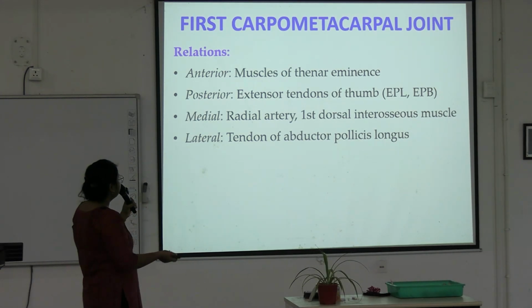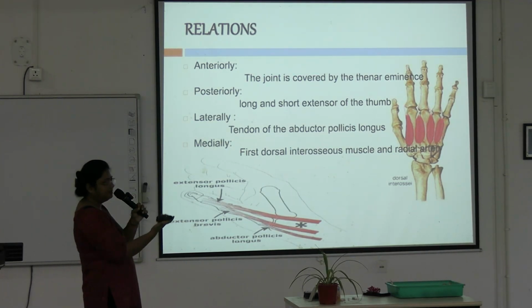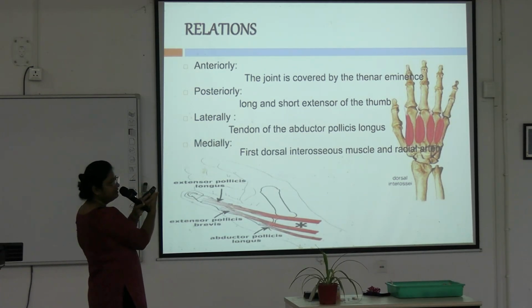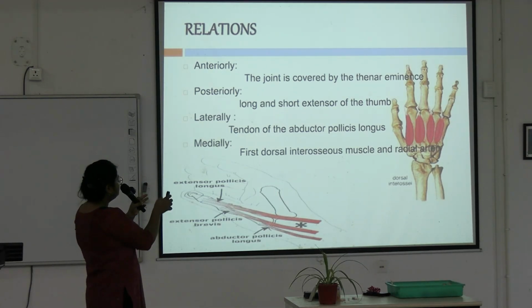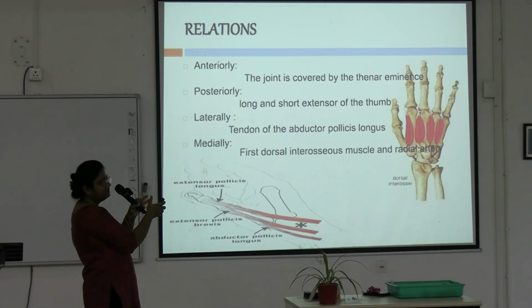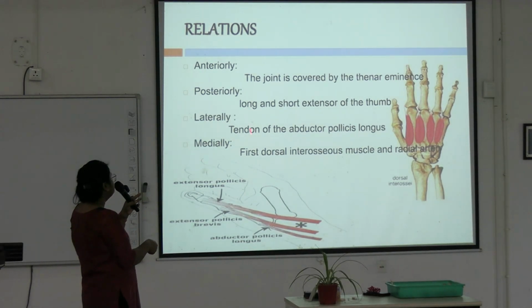Okay. Next, see here, anteriorly joint is covered by the thenar eminence. Here lies the joint. So this is thenar eminence. Thenar muscles are covering anteriorly. Posteriorly, long and short extensor of the thumb. Extensor pollicis longus, extensor pollicis brevis. Laterally will be tendon of abductor pollicis longus.